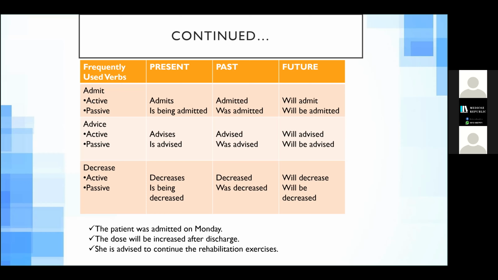Any verb can be active or passive, as we all know, depending on whether the noun it refers to is doing an action or receiving an action. The passive voice is especially useful in healthcare letters like referral letters, as I told you. This is because we are mainly writing about a patient, so we change the verb into the passive voice. Here is the example: admit. The active form of admit in the present is admits, then admitted, and in the future will admit. But the passive will be is being admitted, was admitted, will be admitted.